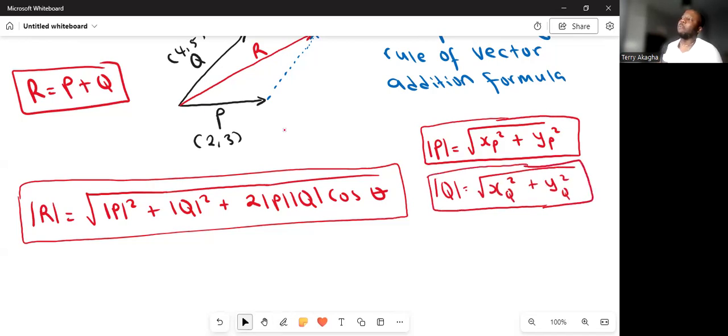And I'll give you that. So that means you'll have to find R. We have to first find the magnitude of P, then we'll have to find the magnitude of Q. I already know our theta was 60 degrees. So let's go.